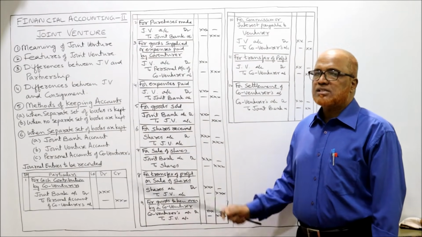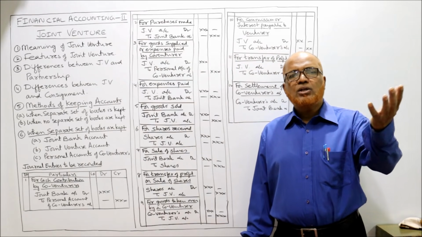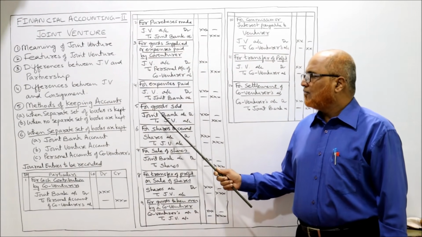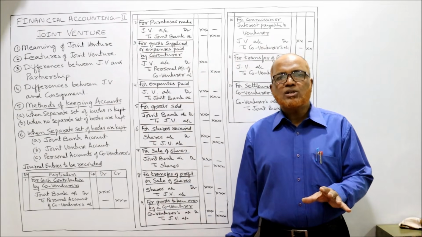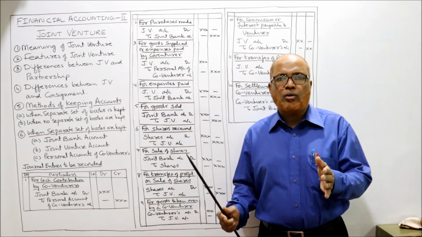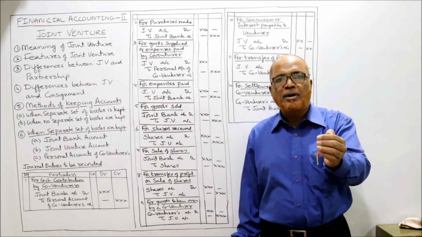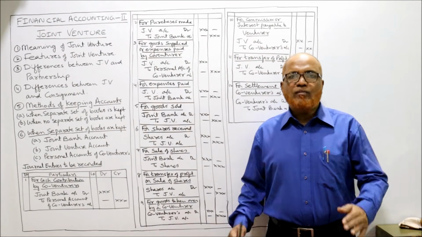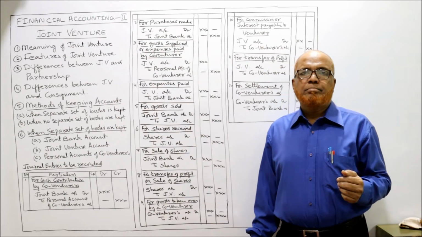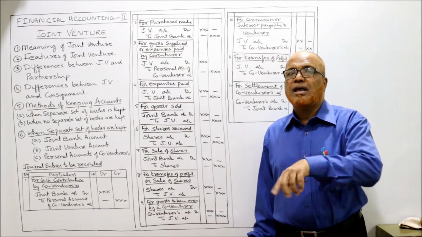Then for expenses paid, many of the expenses are paid from joint bank only. So entry will be joint venture account debtor to joint bank account for expenses paid. For goods sold, when the goods are sold by the joint venture, see, we have already prepared joint bank account. All payments will be made from joint bank account and all receipts will be deposited in joint bank. So when the goods are sold, joint bank account will be debited and joint venture account will be credited.